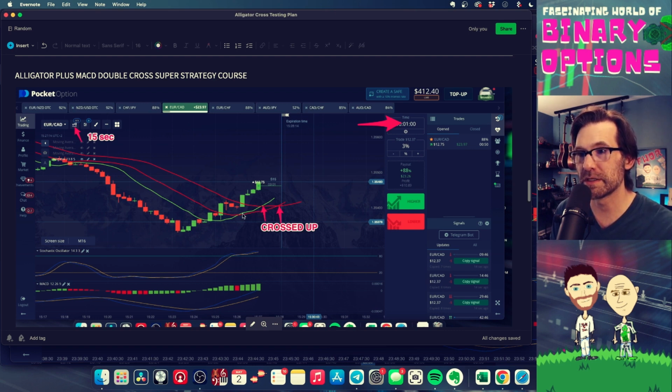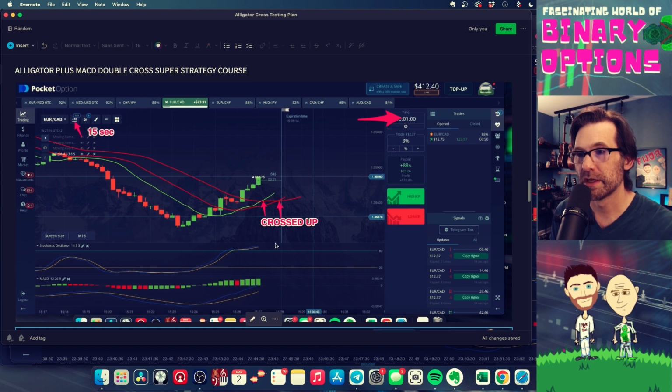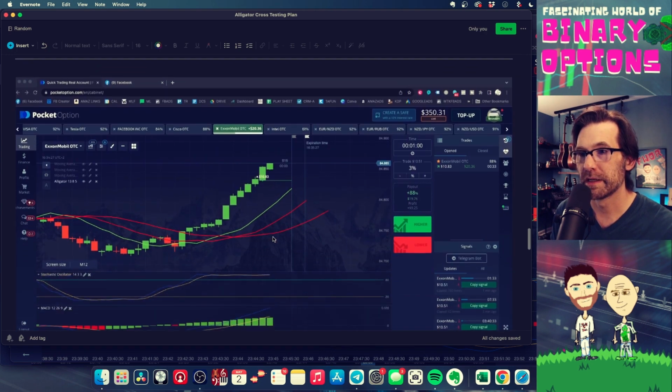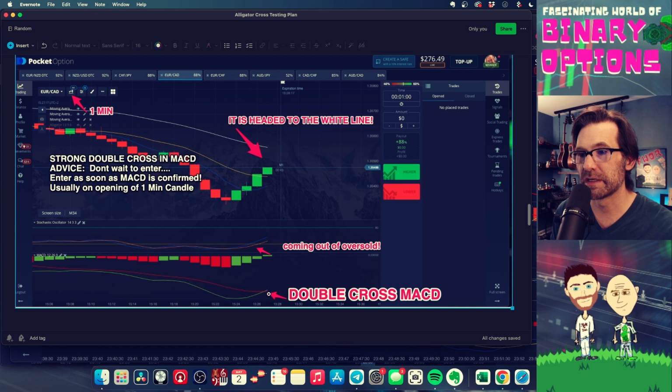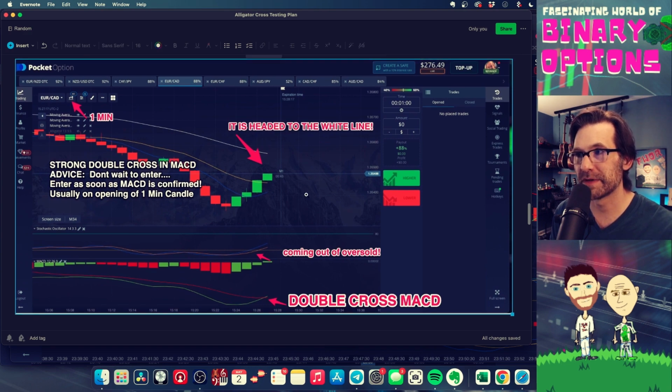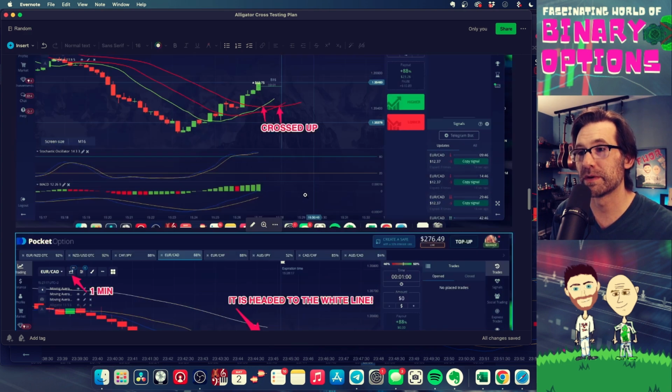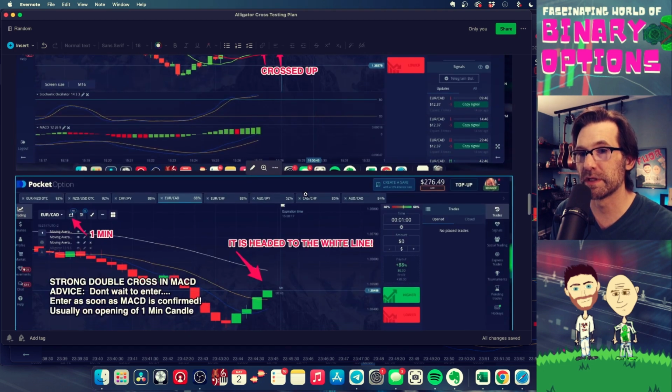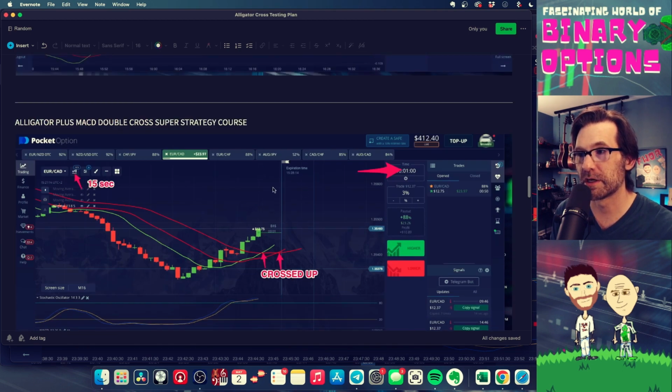All you do is you see it start crossing, you start looking, you go down here, look at the 1 minute, and you say, oh, we've got a double cross coming in, and we're coming out of oversold, and we're heading towards a white line. Those are massive, massive up indicators. And so in my opinion, these are really, really good. And this, like I said, this chart won really big.